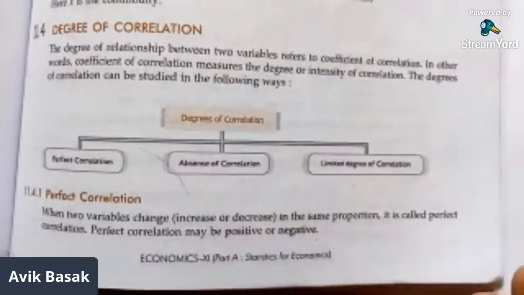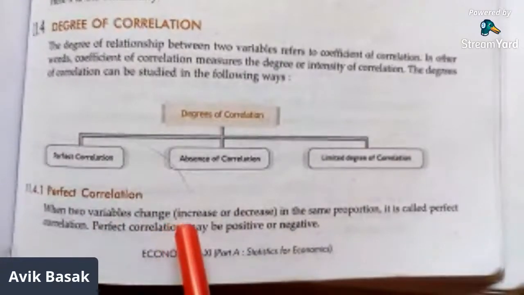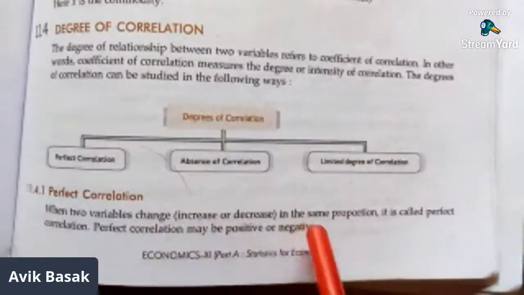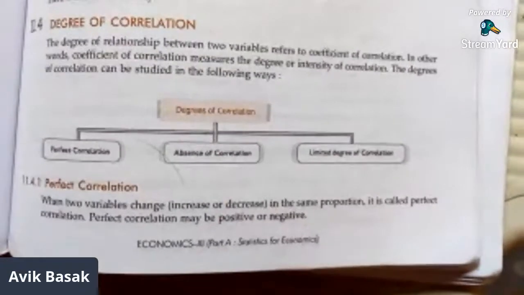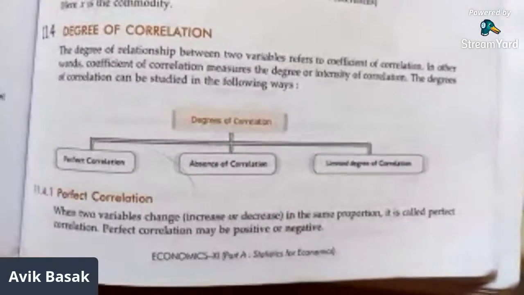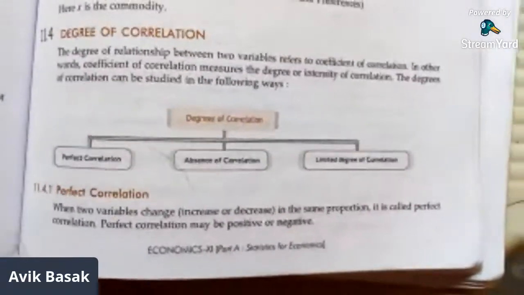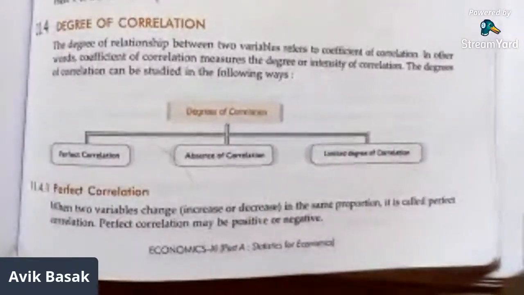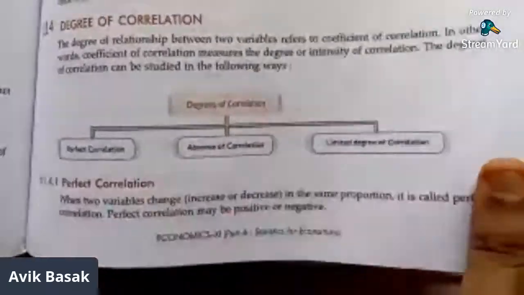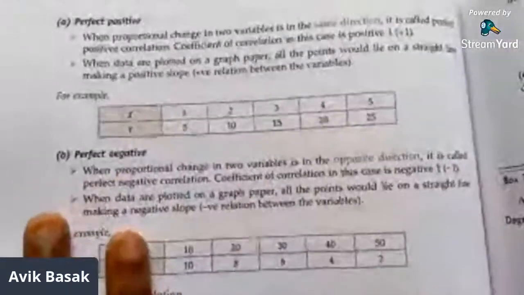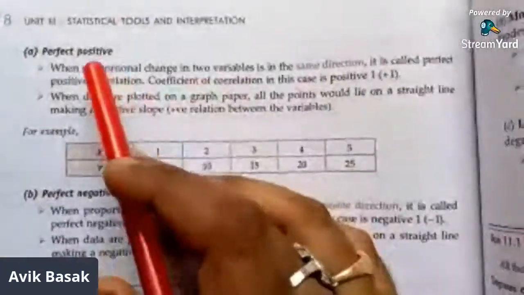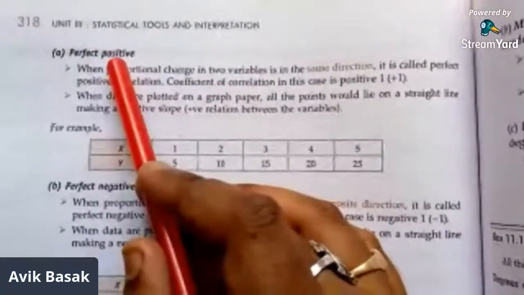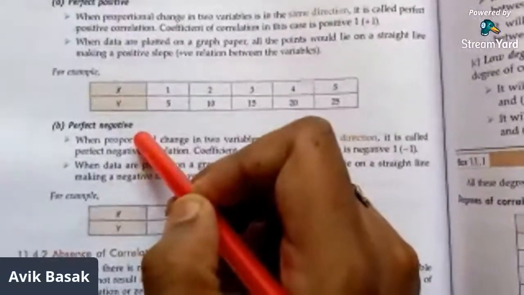So what is told here? It is told here that when two variables change in the same proportion, means in the same way, it is known as what? Perfect correlation. Now this perfect correlation may be positive or may be negative. Okay. Now it may be perfect positive, it may be perfect negative.